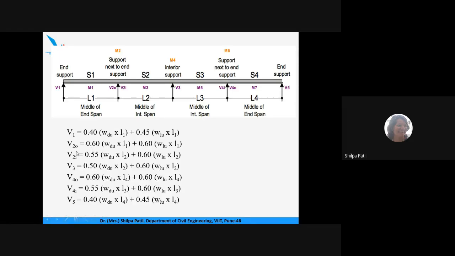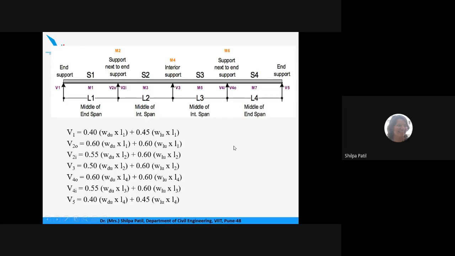See here, for finding the outer and inner shear force, the corresponding spans are used. For outer, this span is to be used. For inner, this span is to be used. So for V2I, the L2 span is used. For V2O, the L1 span is used.